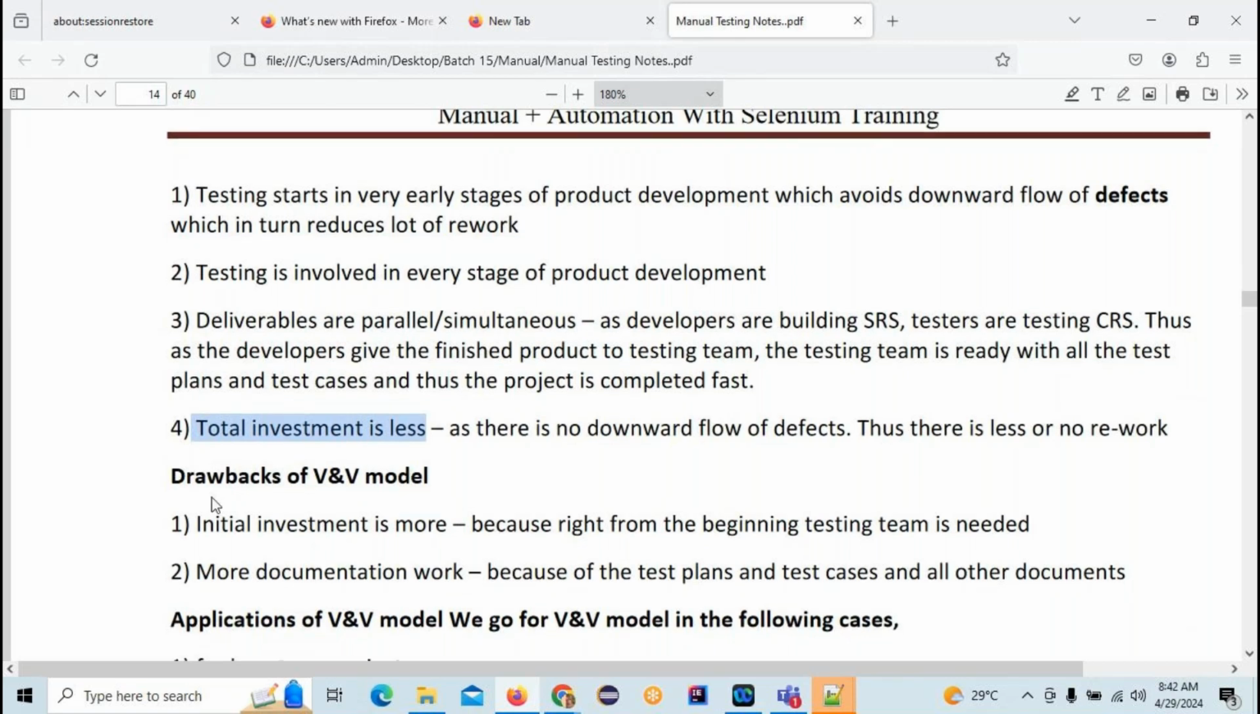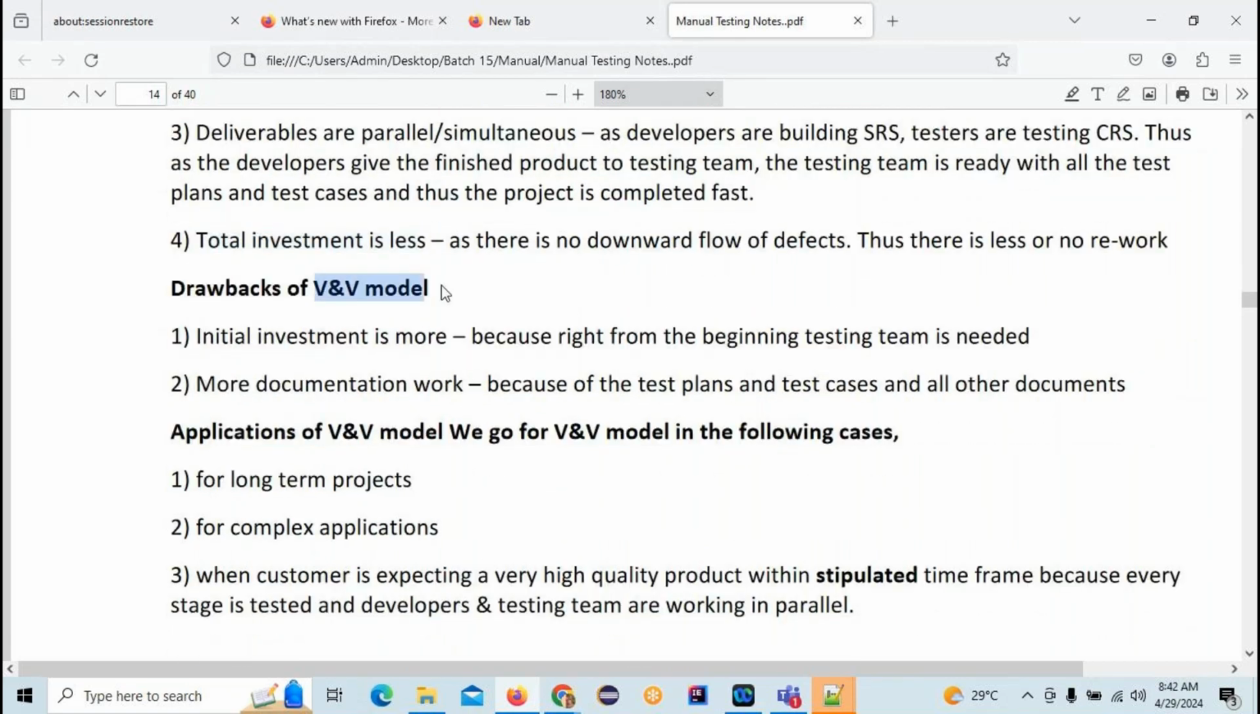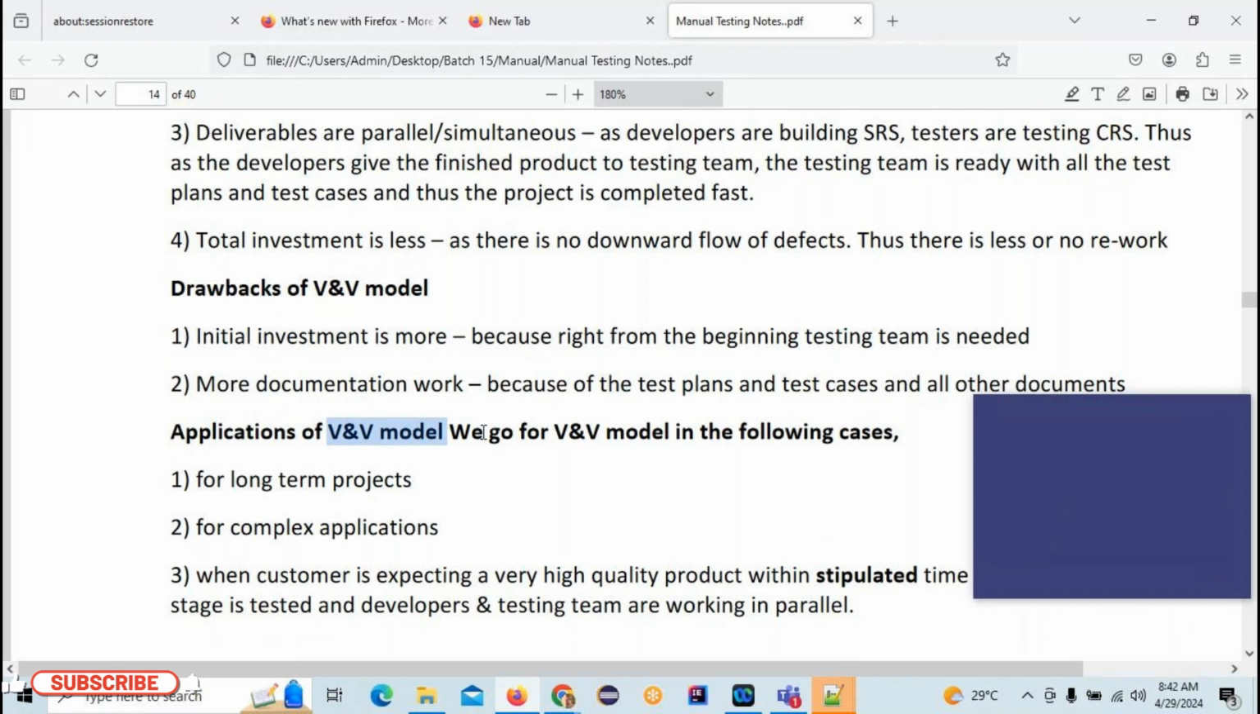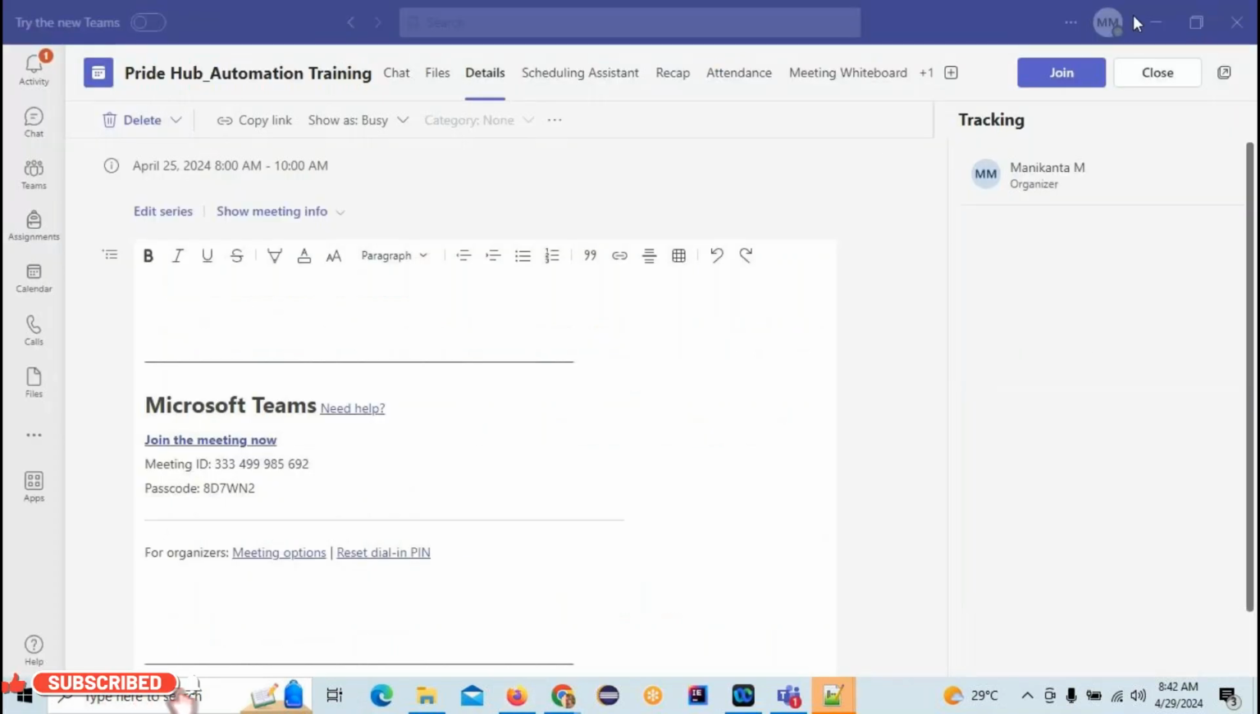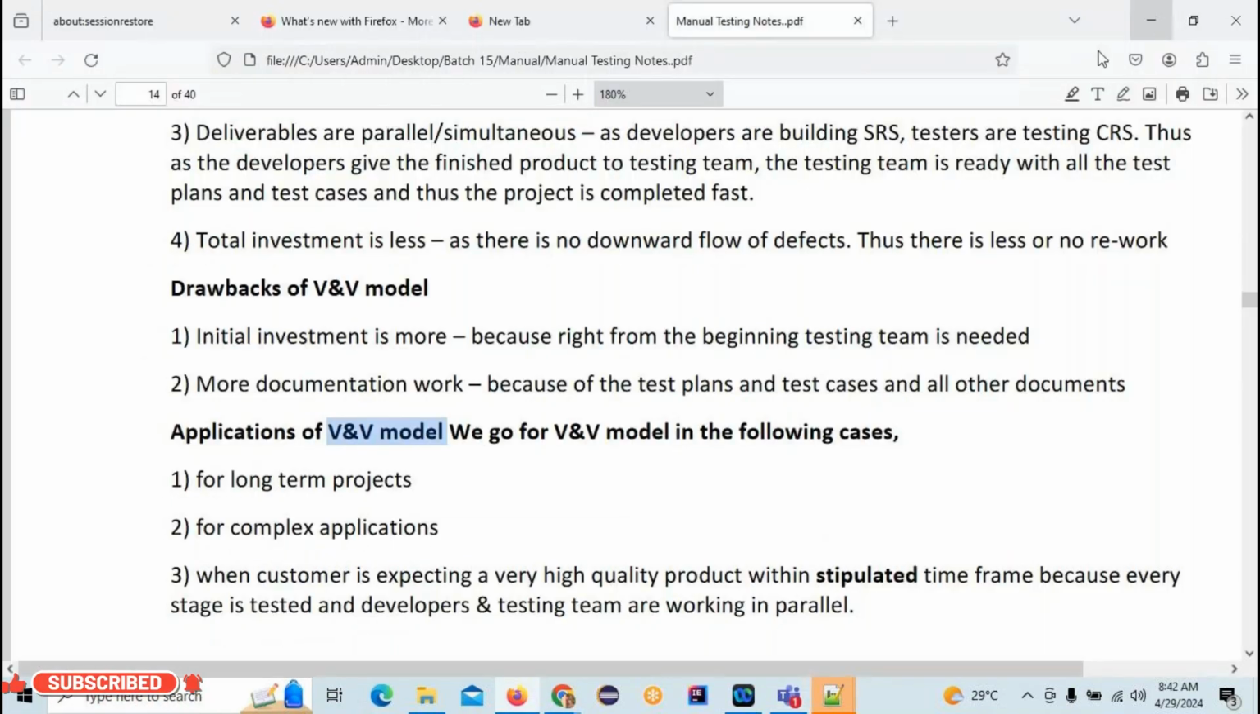And the drawbacks of the V model. What will be the drawbacks? Initial investment is more because testing itself starts from the starting phase. You have to pay the salaries for testing from the start, right? Some more documentation work is required. Now, applications of the V model: in which cases are we going to use the V model?